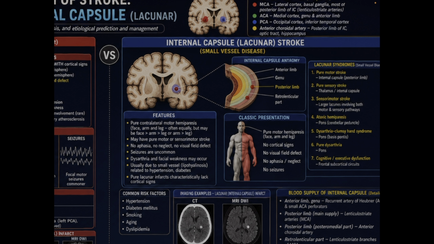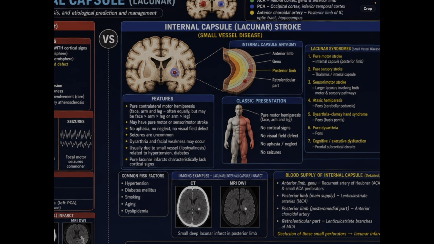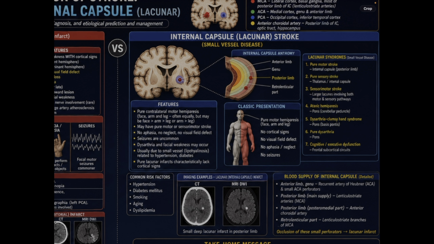The posterior limb of the internal capsule is supplied mainly by the lenticulostriate arteries of the middle cerebral artery and the anterior choroidal artery. So what is the hallmark syndrome? It is pure motor hemiparesis affecting the face, arm and leg.